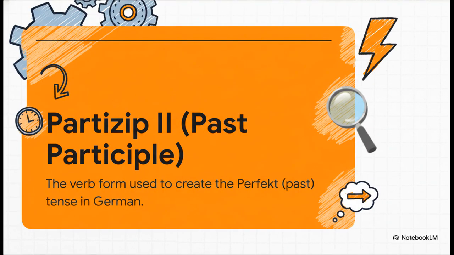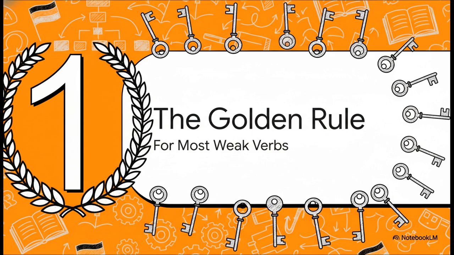So, what is this magic puzzle piece? Well, it's called the Partizip, or the past participle. This little guy is the engine that runs the perfect tense, which, by the way, is just the fancy name for the past tense you're going to hear in like 99% of everyday German conversations. This is the one you need. So let's dive in with the golden rule. Think of this as the master key.